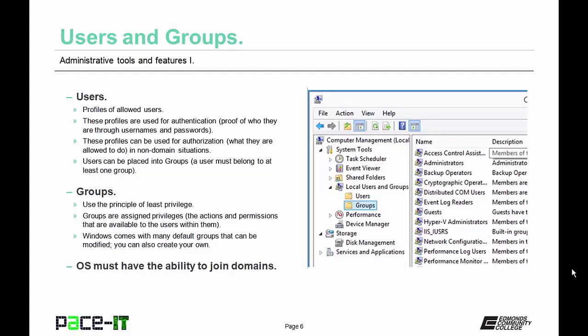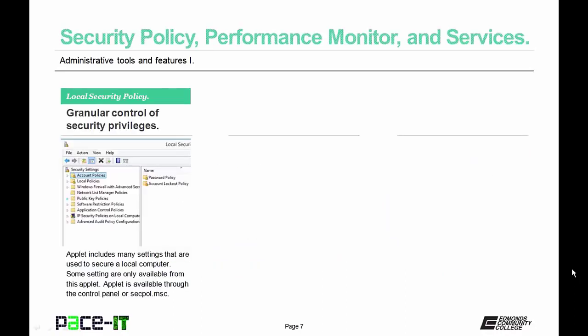Now, Windows does come with many different default groups that can be modified, or you can create your own groups. Now, in order for the users and groups function to be available, the operating system must have the ability to join domains. Now let's move on to Security Policy, Performance Monitor, and Services.